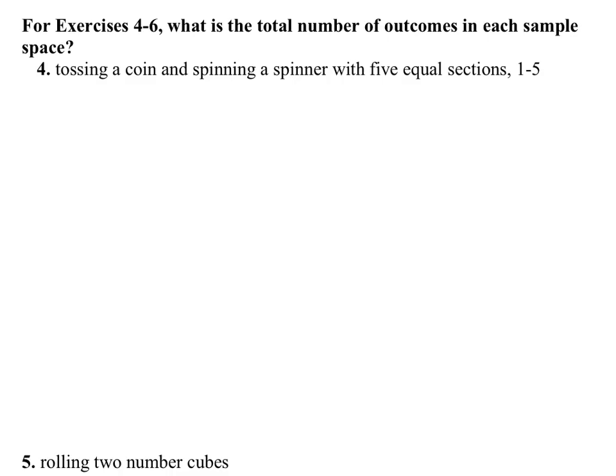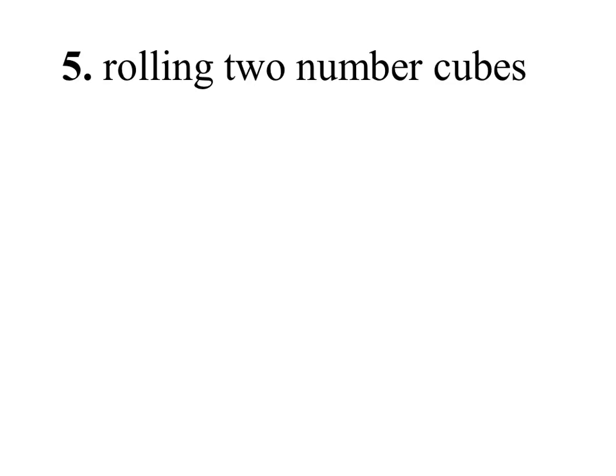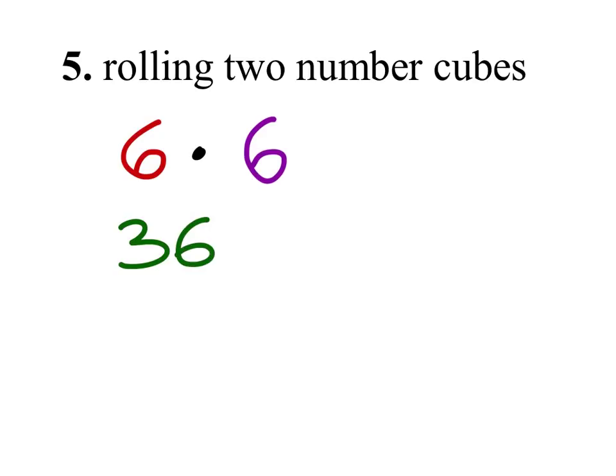Alright, so once again, we're looking at the total number of outcomes for each of these. So we're going to toss a coin. So that's 2 total outcomes. We're going to spin a spinner with 5 equal sections. That's 5 possible outcomes. 1 through 5. So we're just going to multiply these, and that gives us 10 outcomes. So to start off, the 2 number cubes have 6 sides. It's just a dice. So on the first roll, you got 6 possible outcomes. On the second one, you got 6 possible outcomes. We're just going to multiply these, and we could see that there would be 36 outcomes.